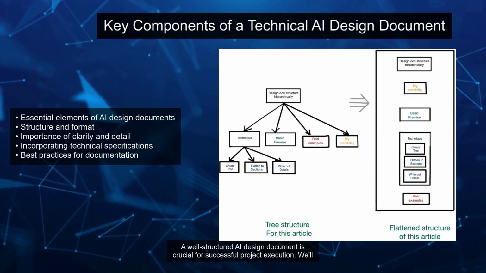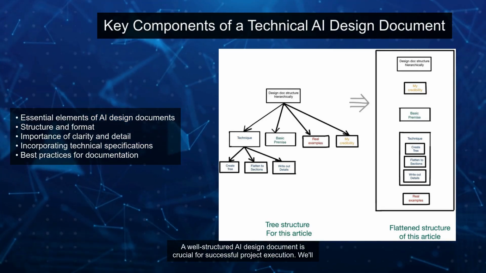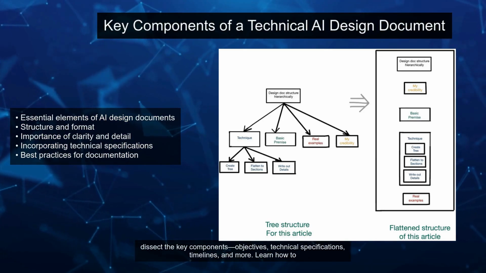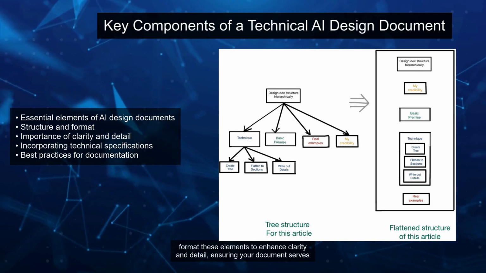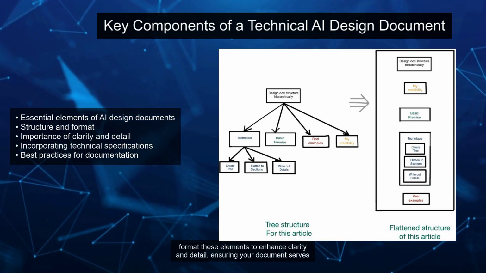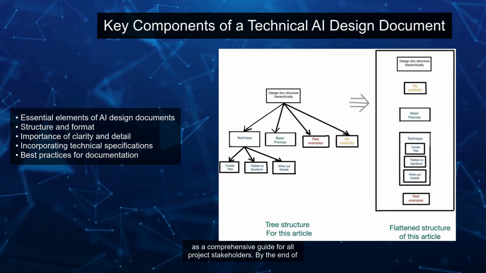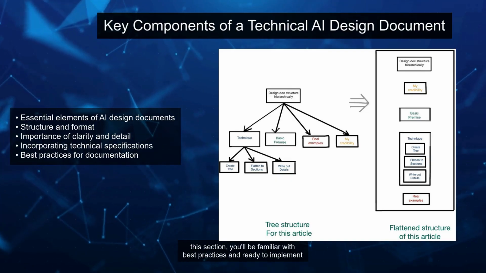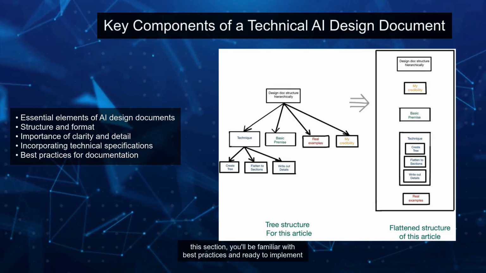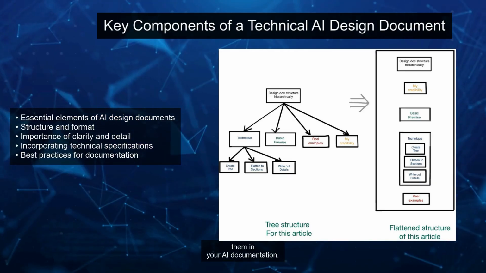A well-structured AI design document is crucial for successful project execution. We'll dissect the key components: objectives, technical specifications, timelines, and more. Learn how to format these elements to enhance clarity and detail, ensuring your document serves as a comprehensive guide for all project stakeholders. By the end of this section, you'll be familiar with best practices and ready to implement them in your AI documentation.